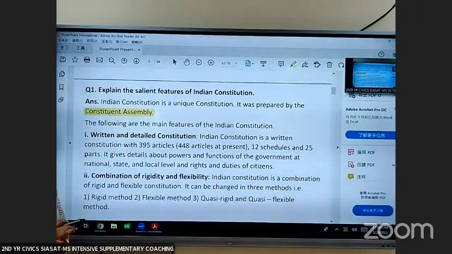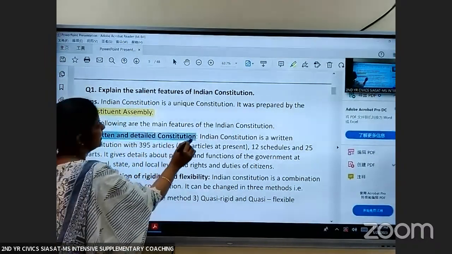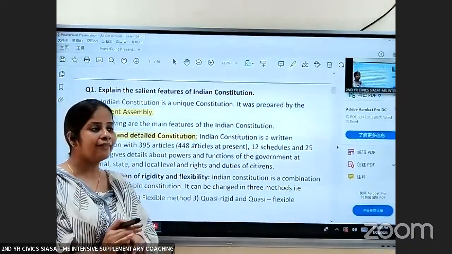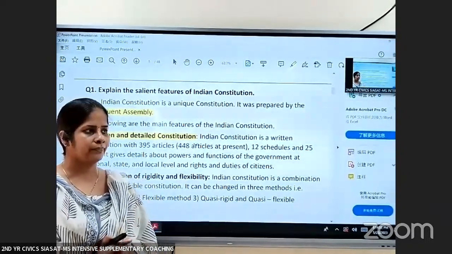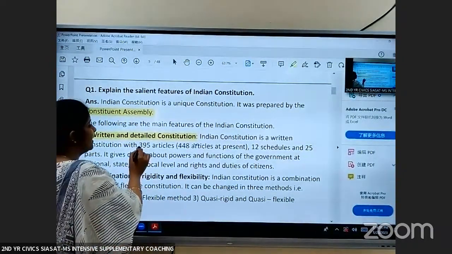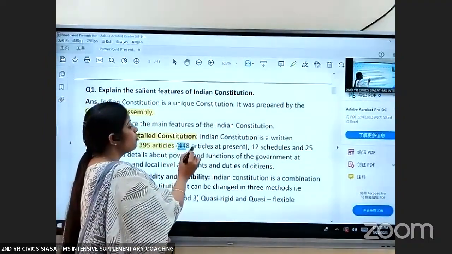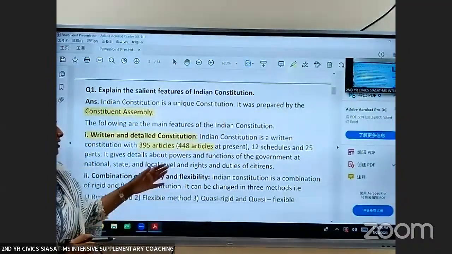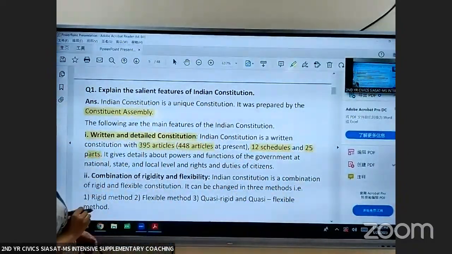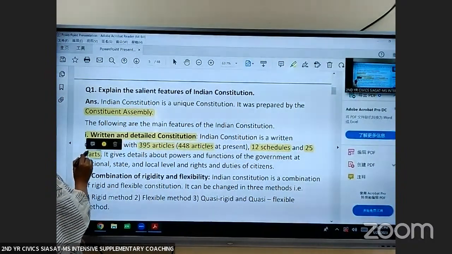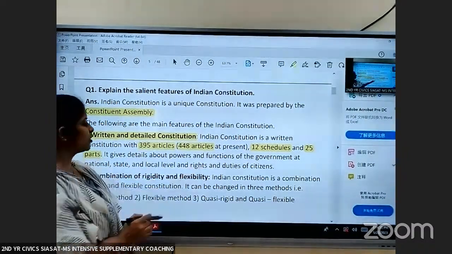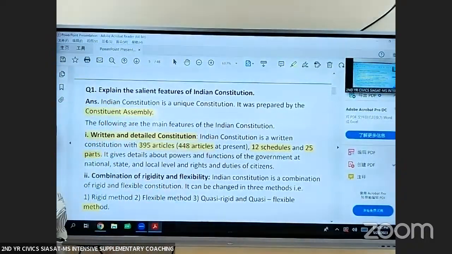So let us discuss the features of Indian Constitution. Indian Constitution is a written constitution. Written means it is written in a single document, in a proper order. When it was prepared, it had 395 articles. At present, it has got 448 articles, 12 schedules, and 25 parts. Indian Constitution is divided into 25 parts, 12 schedules, and 448 articles.